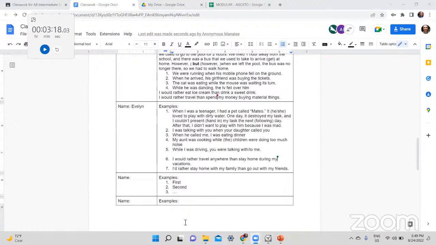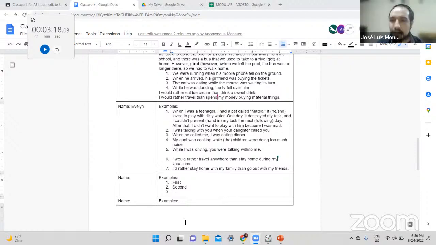I would rather travel anywhere than stay home during my vacations. I'd rather stay home with my family than go out with my friends. Okay, thank you very much, Evelyn. Good. Again, I think it's working great. In your case, you also decided to use actions, right? Two different actions before and after that. And that's great. All right. So again, if you have questions, you are going to let me know, please. Right?